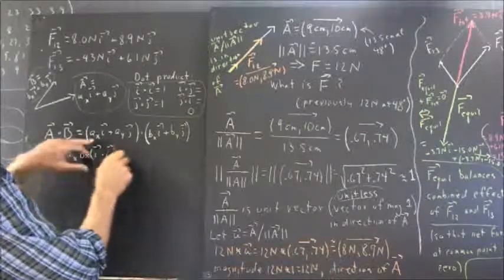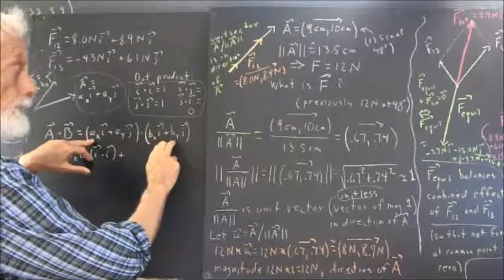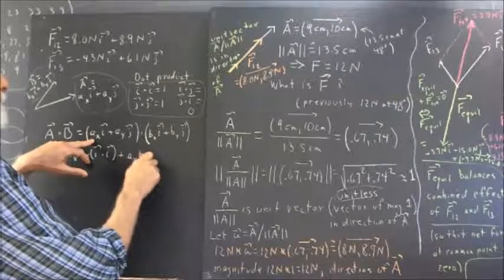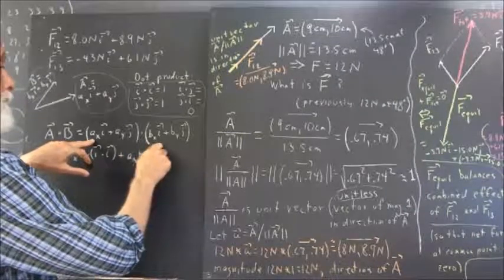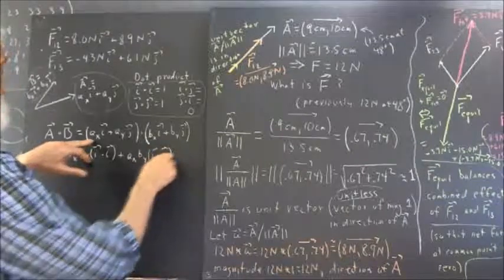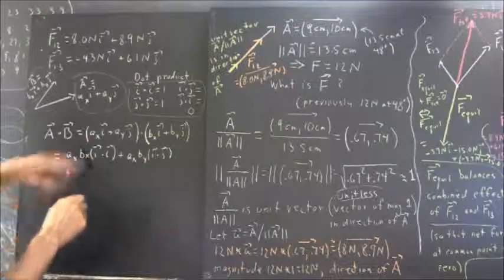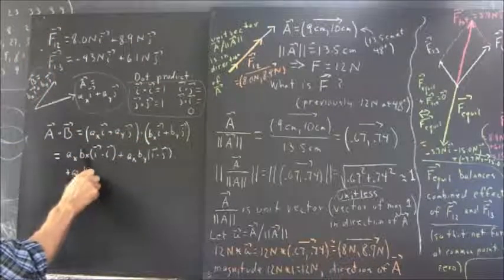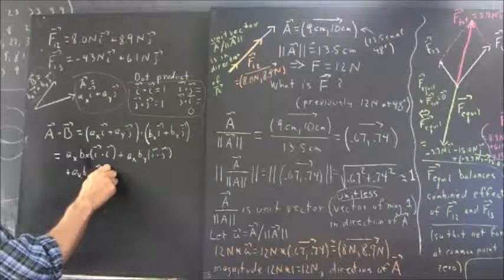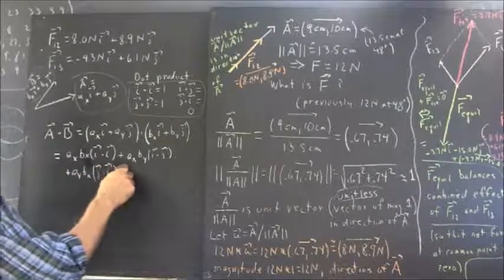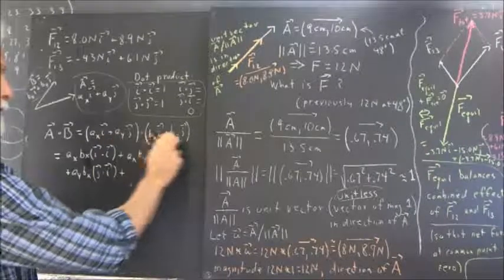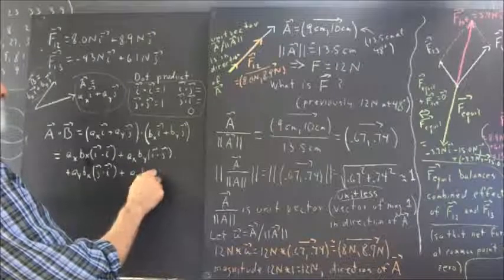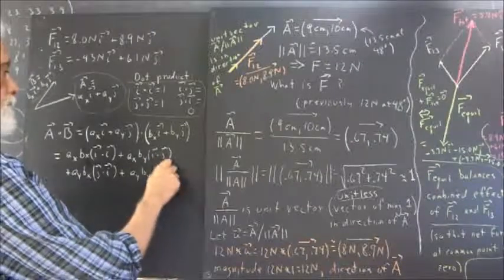And then we're going to have AXI dot BYJ. Well, that's just AX BY times I dot J. And then to this we're going to add AYJ dotted with BXI. That's going to give us AYBX times J dot I, plus then AYJ dot BYJ, which is AYBY times J dot J.